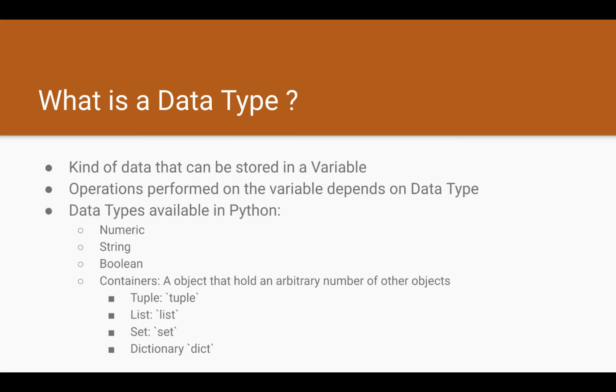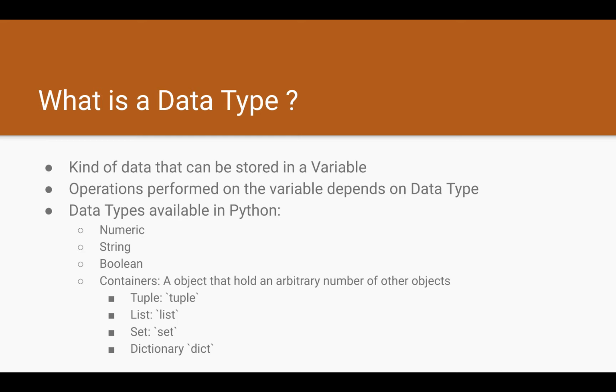So let's get started. Now the first thing that comes to mind is, what is a data type? A data type is a kind of data that can be stored in a variable. In our last video, we saw what a variable is. A variable is like a labeled box where we store our data. And now we have to tell it what kind of data it is. That's what is called a data type, as the name says.